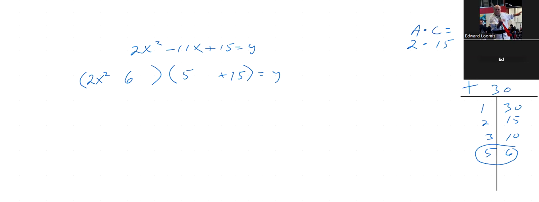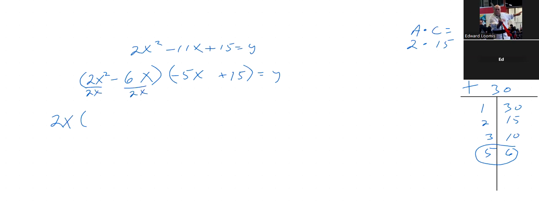I need to remember an x on both, and I want my b to be negative. So that means both of these answers have to be negative. That's the only way to add 6 and 5 and get a negative answer, negative 11. Now, when I look at this, I see 2x squared minus 6x. What goes into 2 and 6 evenly? Well, 2 does. What goes into x squared and x evenly? Well, x does. So I'm going to divide this by 2x.